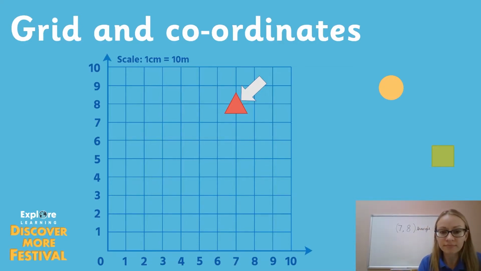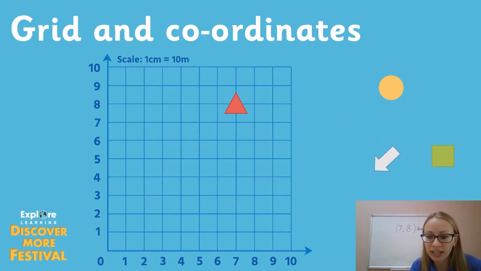Okay, now let's try the next one. Let's have a look at the square. I'm going to pop the square down here. I would like you to have a go at writing down what you think the coordinates are for the square. Then we'll have a look together.